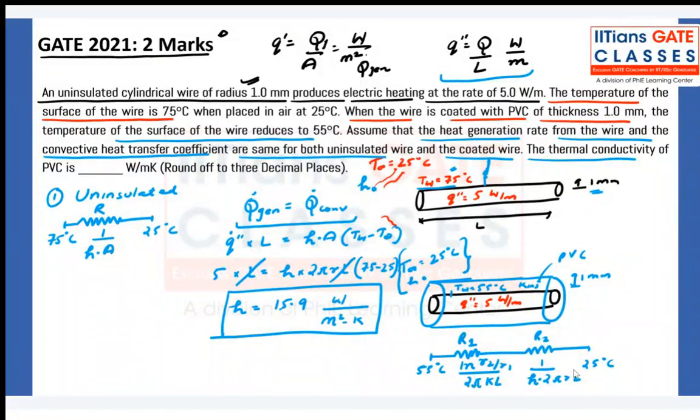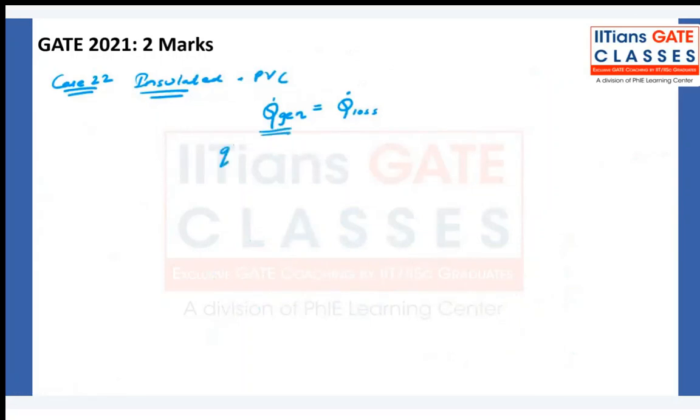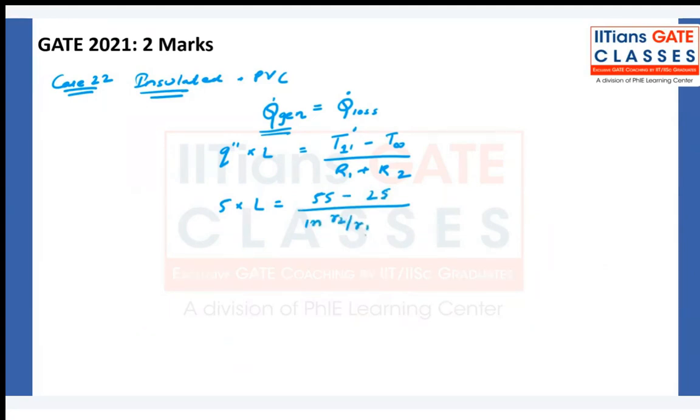K is equal to 0.11. Very good. So this is the heat loss. Because of this resistance, the same heat will go out. Whatever Q is generated, Q double dash into L is equal to Q loss. Let me write Q loss in the thermal circuit way: (T1 minus T infinity) upon (R1 plus R2). So this is 5 into L equals, in the second case, (55 minus 25) upon ln R2 by R1 over 2 pi KL plus 1 upon H into 2 pi RL.